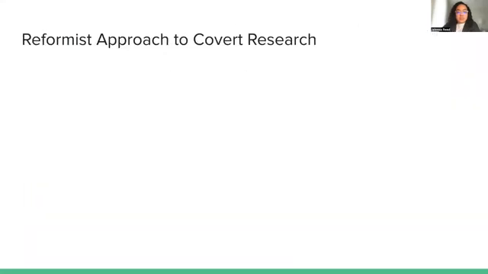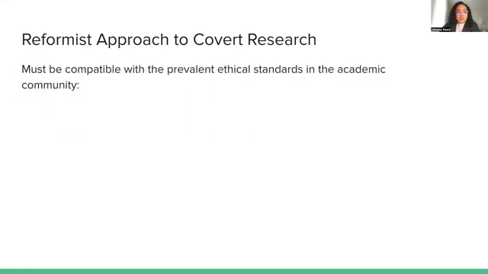Researchers who continue to do covert research have adopted a moderate approach to resolve some of the concerns brought up by others. This approach asserts that covert research can be and must be compatible with the prevalent ethical standards in the academic community. This reformist approach attempts to legitimize types of covert research by demonstrating its compatibility with recognized methods. There are 4 main points to this approach. First, lying must be an exception.